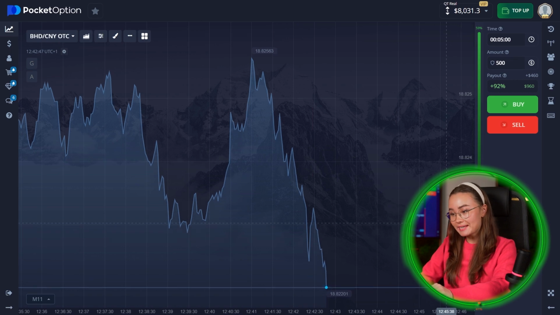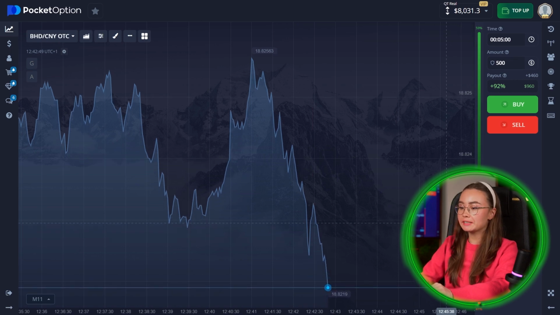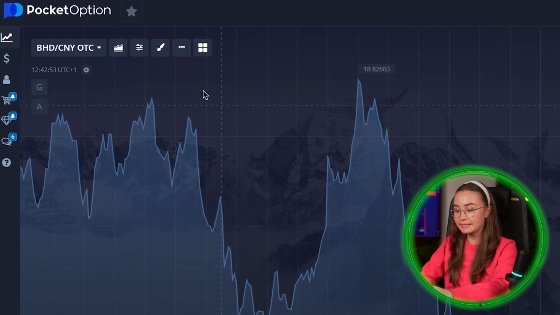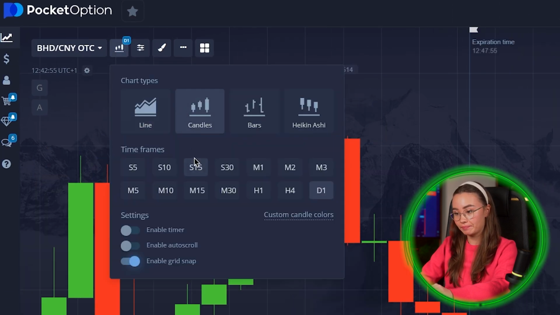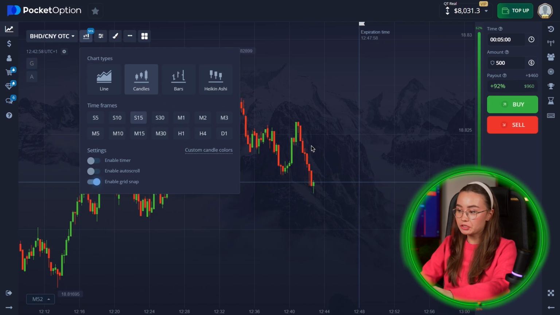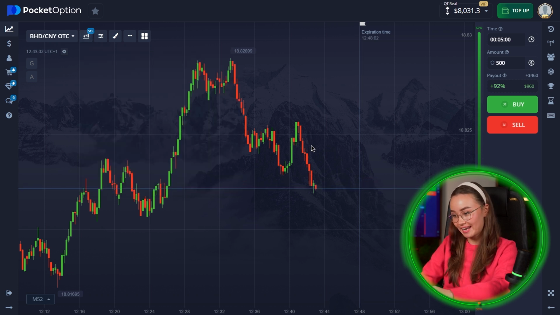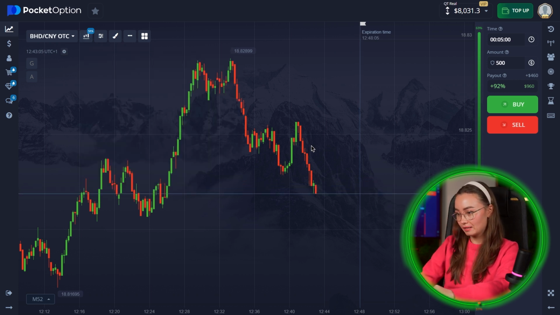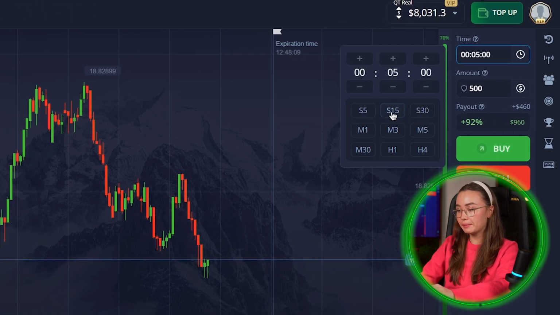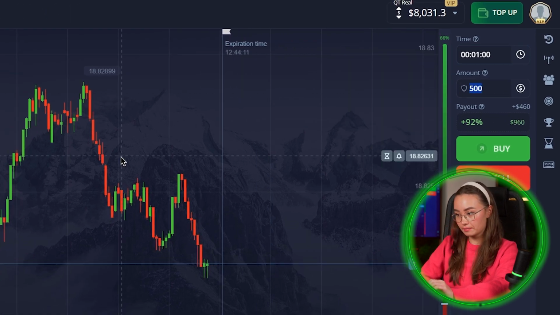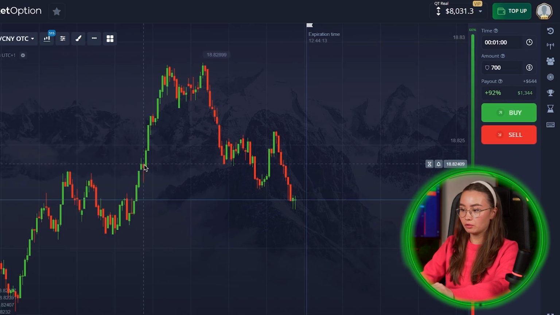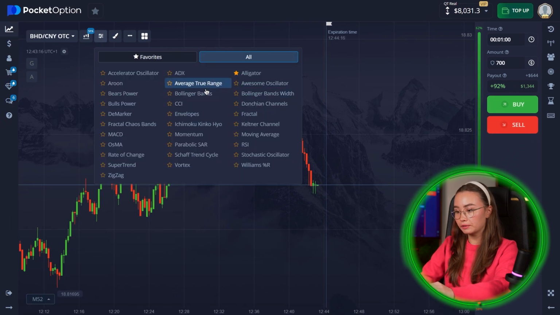Now let's move to the setup. First, switch the chart type to candles and then select a 15-second time frame. Yes, it's important, just follow my settings step by step and everything will be okay. I set the expiration time to 1 minute. The investment amount will be $700. Set your preferred amount based on your risk comfort level.